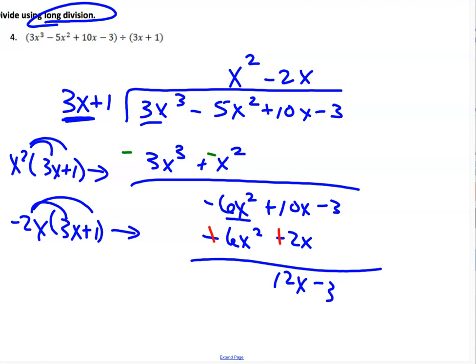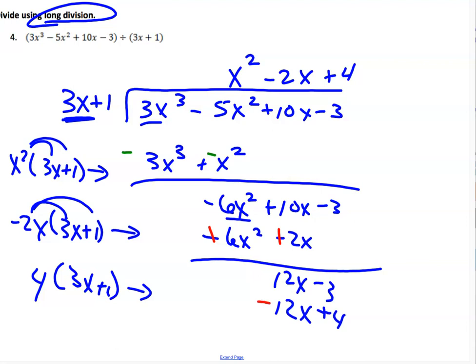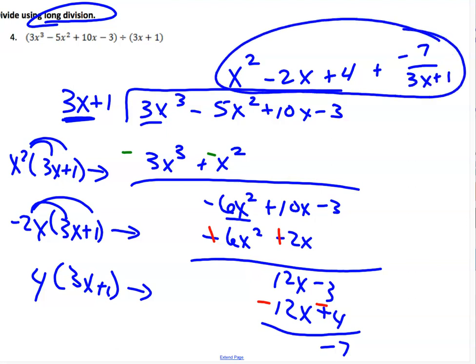Got to keep going until the degree on the bottom is smaller than the degree in the divisor. They're the same, so keep going. 12x divided by 3x is 4, positive 4. We take 4 times 3x plus 1. Gets me 12x plus 4. Switch the signs. X's go away. I get a remainder of -7. Bring that up here, put plus -7 over my divisor. There's the answer.